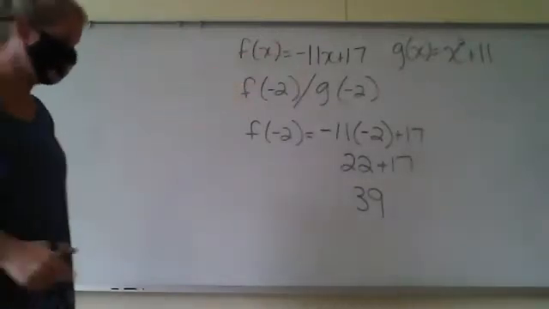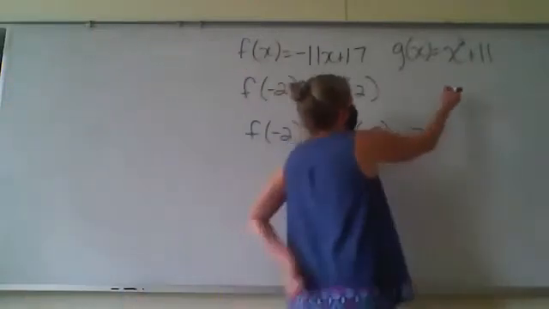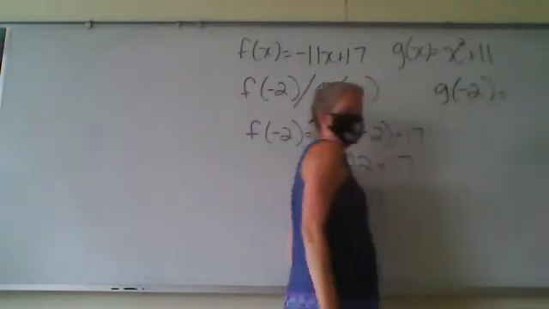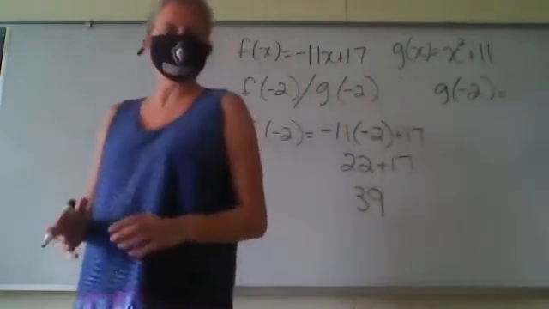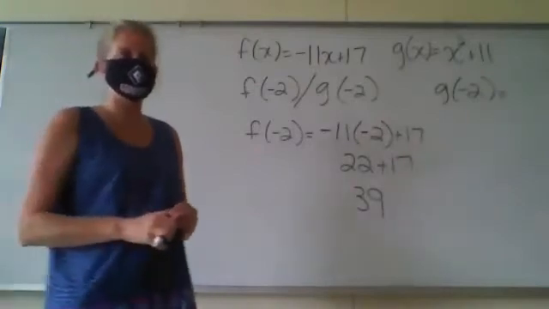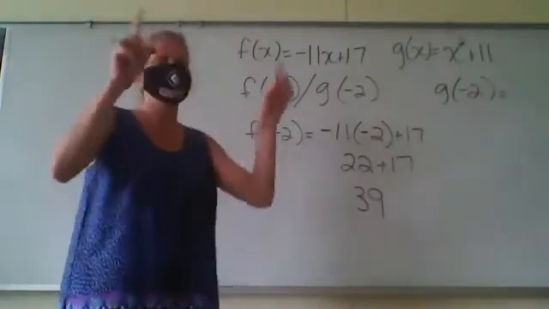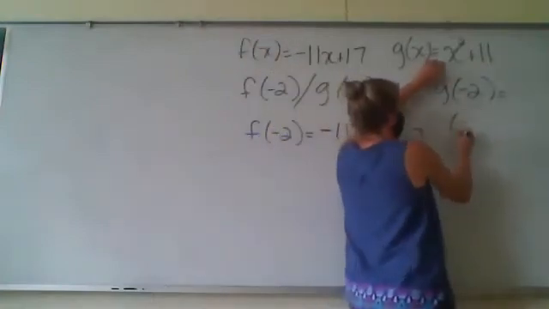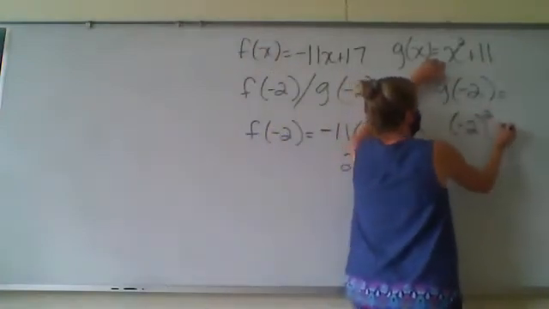And then go do the same thing with your g. G of negative 2. Now remember, I'm going to replace that x squared with negative 2. When you square things in your calculator, you got to give it parentheses. So I'll have negative 2 squared plus 11.